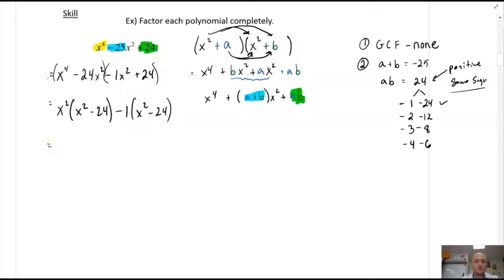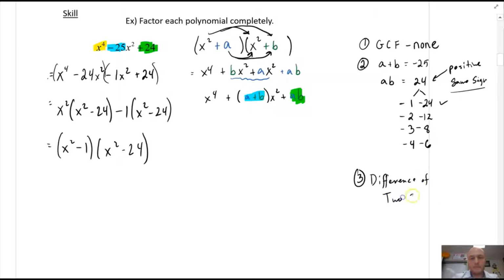And I can go ahead and use reverse distribution. So I have x squared minus 1, x squared minus 24. Okay, and I have factored my trinomial. Now, third step. Do we have a difference of 2 squares? And the answer is yes, we do. I do have a difference of 2 squares right here, x squared minus 1.